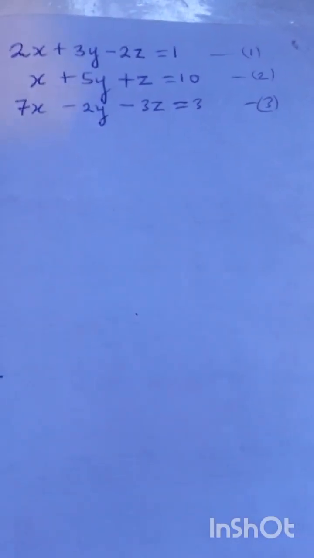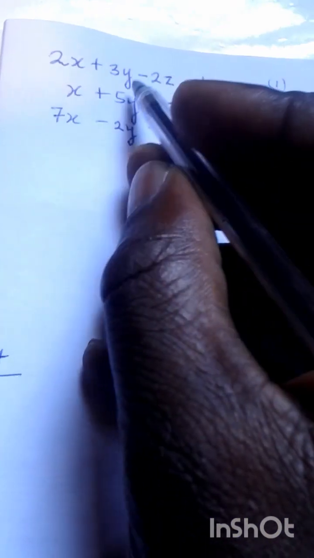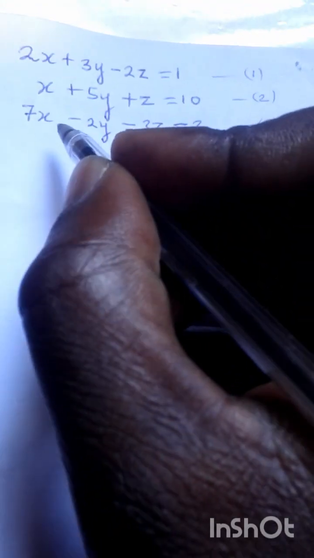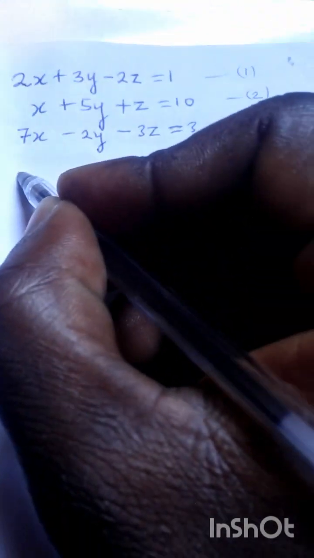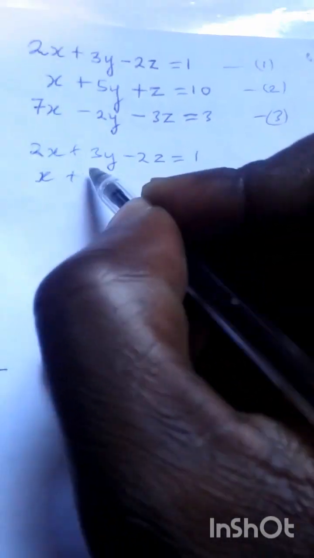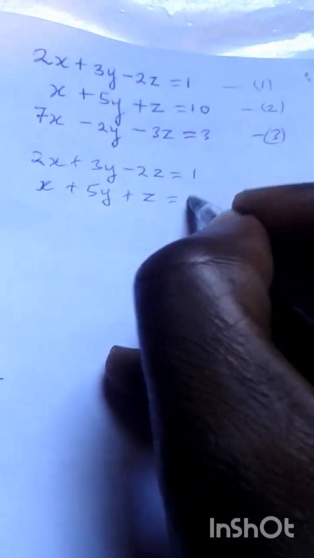This is simultaneous equations in 3 variables. So how do you go about finding x, y, and z? Okay, so we're going to have to start by dealing with equations 1 and 2, which is 2x plus 3y minus 2z equals 1, and for equation 2, x plus 5y plus z equals 10. So which variable would you like to eliminate?